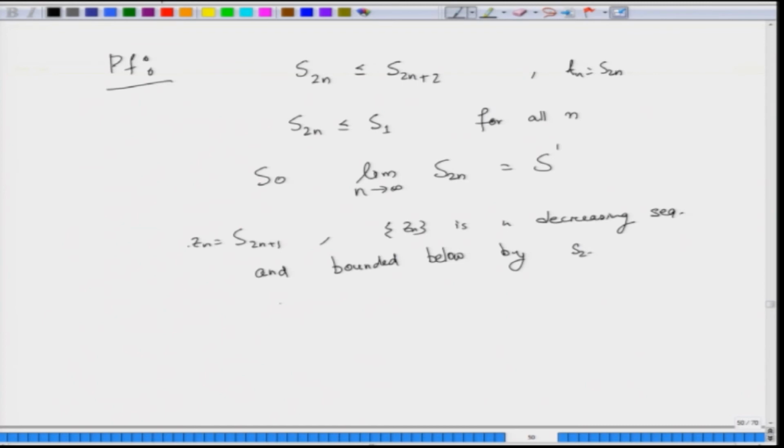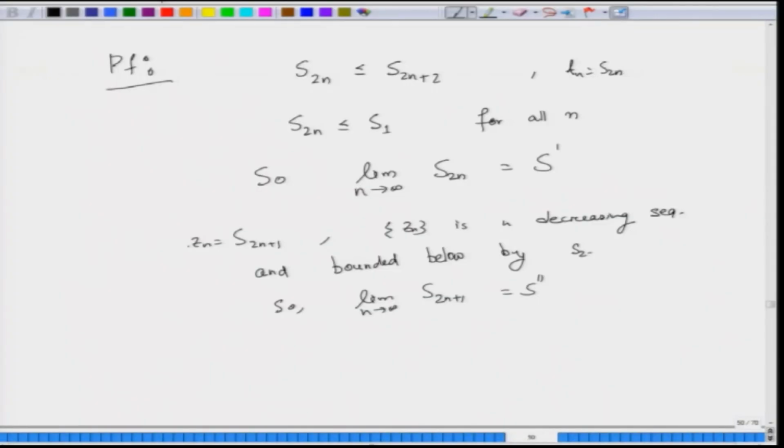So, let the limit as n goes to infinity of S 2 n plus 1 be equal to S double prime. So, now you have an even partial sum which converges to S prime and the odd partial sum which converges to S double prime. If we can show that S prime is equal to S double prime, then we are done, right? And remember that in this proof we have not used that a n goes to 0.